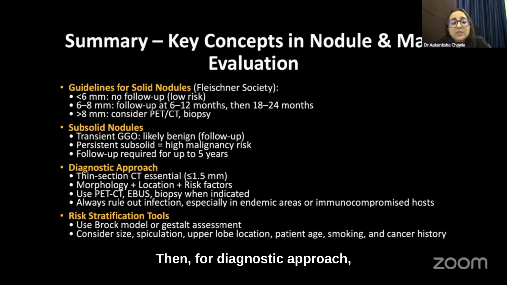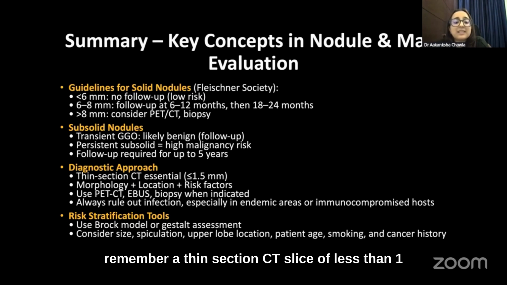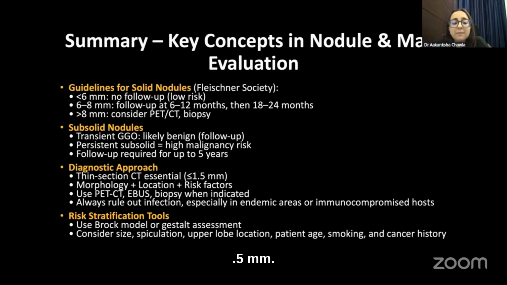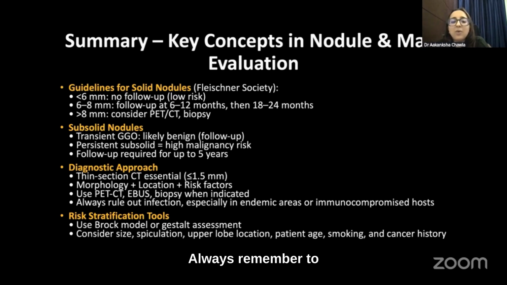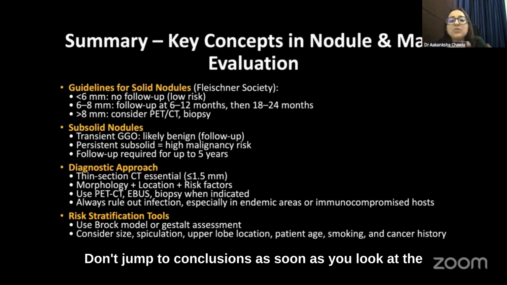Then for diagnostic approach, remember a thin section CT slice of less than 1.5 mm, morphology plus location plus risk factors. Use PET, EBUS, and biopsy when indicated, and always rule out infection. And we have various risk stratification tools, and you need to consider size, the spiculations, the location, history, smoking. Always remember to include the patient's history. Always clinically correlate. Don't jump to conclusions as soon as you look at the nodule.